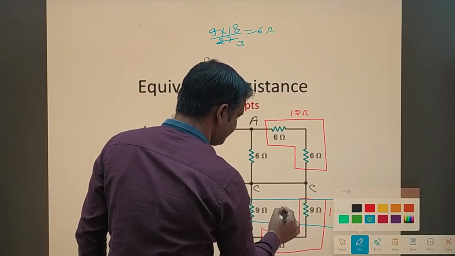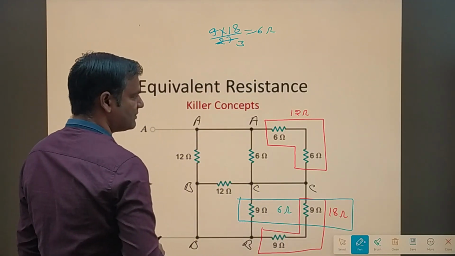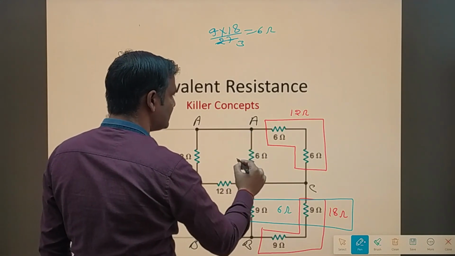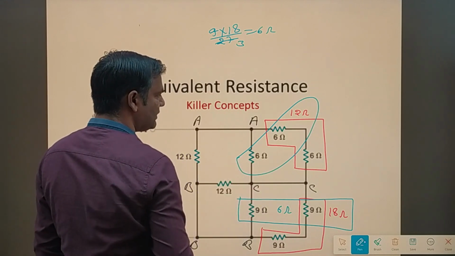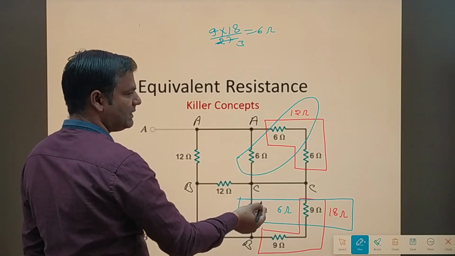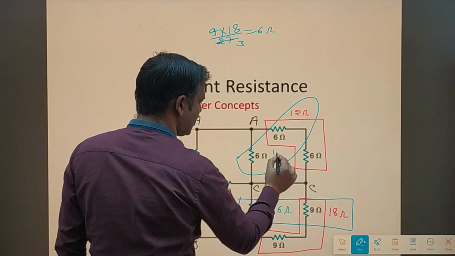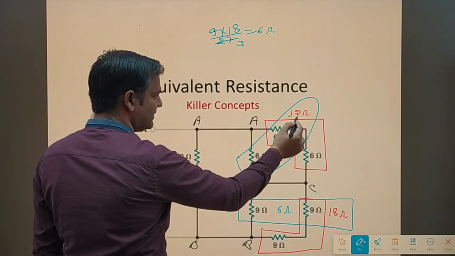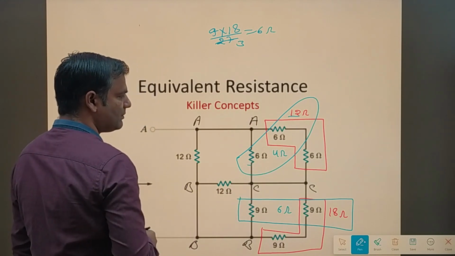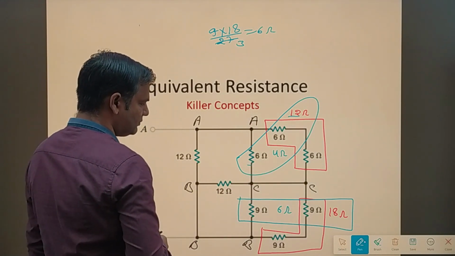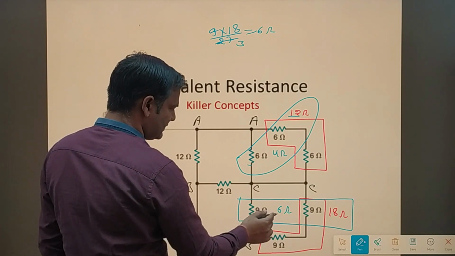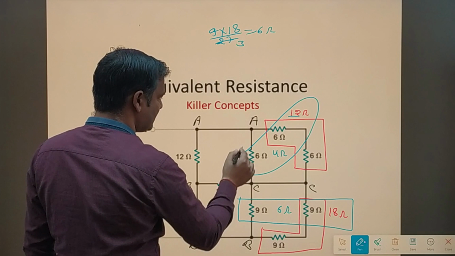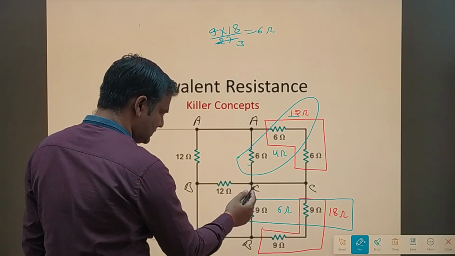That is 6 ohm combination. Now similarly, A to C, the combination of these two, how much? 12 into 6 divided by 18, that is 4 ohm. Okay, the combination of these two, we got 4 ohm because both are parallel. Now after that, this one is 6 ohm, so now we have 4 ohm across AC and 6 ohm across CB.